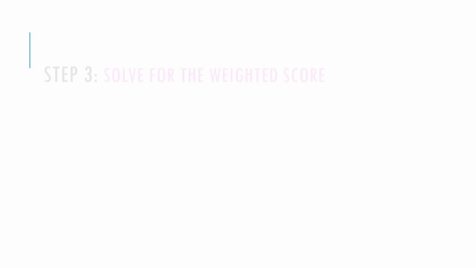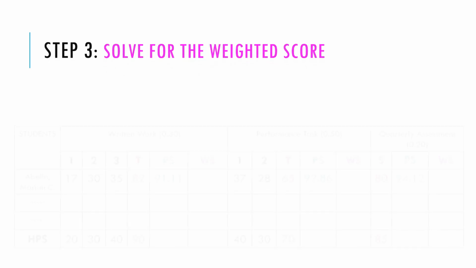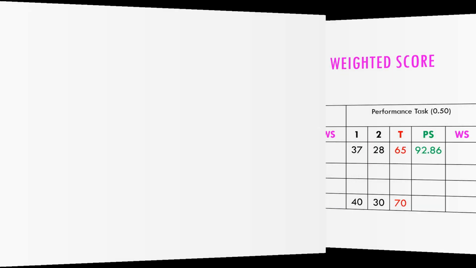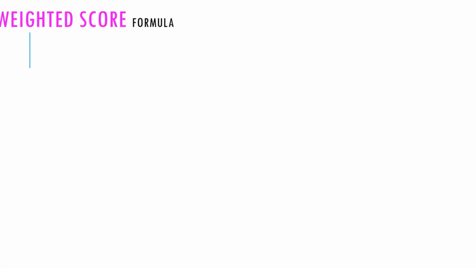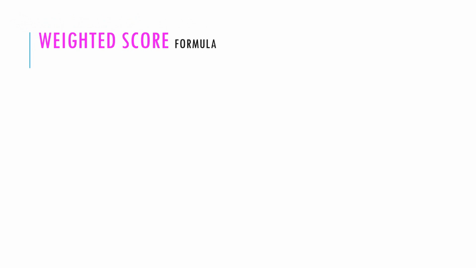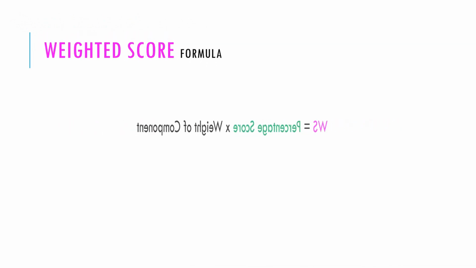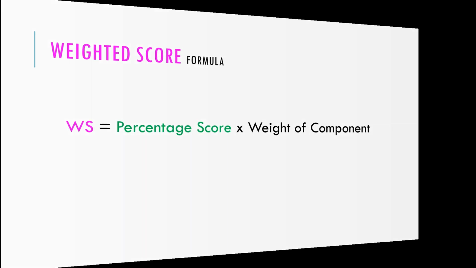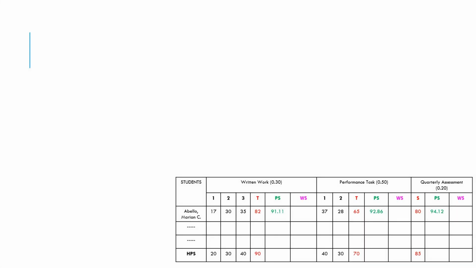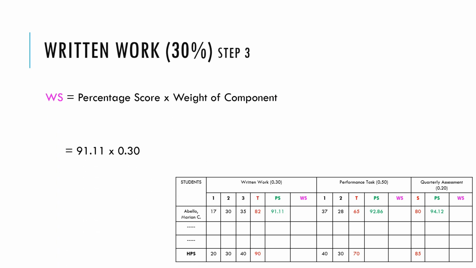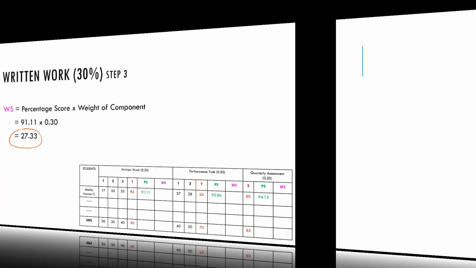Now let's go on to the third step. It is to solve for the weighted score. The formula of the weighted score is equal to the percentage score times the weight of the component. Remember that the weights vary for different components. In written work, since the weight is 30%, we have 91.11 times 0.3 is equal to 27.33.